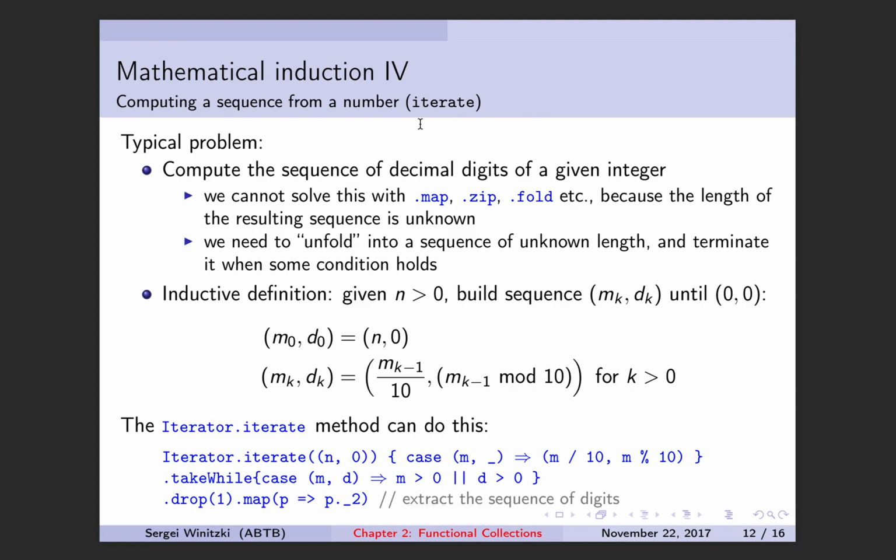Another typical problem is to compute a sequence out of a single number. Now, these functions don't work for that because they require an initial sequence, and we don't have that. We have a number as a starting point. So that requires a function such as unfolding. Here's an example. Compute the sequence of decimal digits of a given integer. For that, I explained how to use an iterator. So the Scala standard library has this concept, and I show how to do that. This is a functional way of doing that. So as you see, there are no loops.